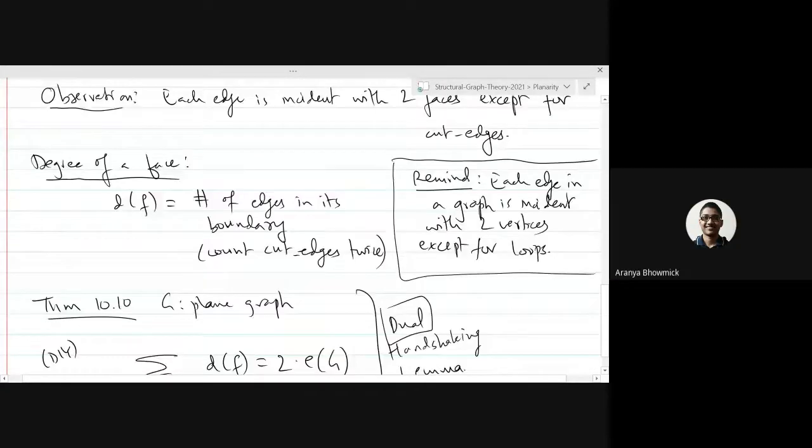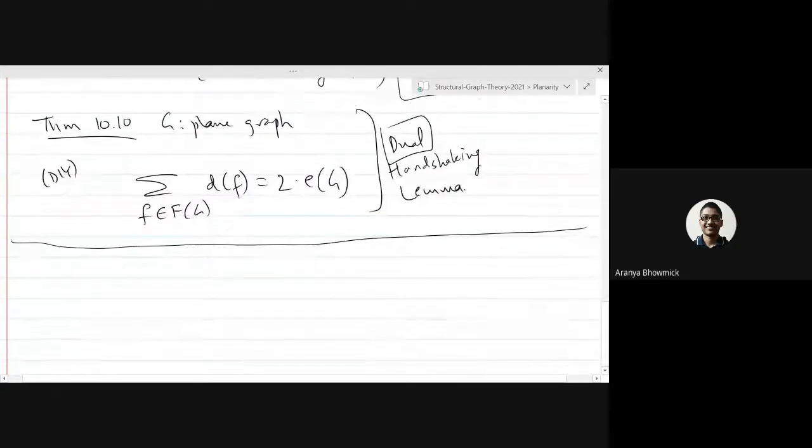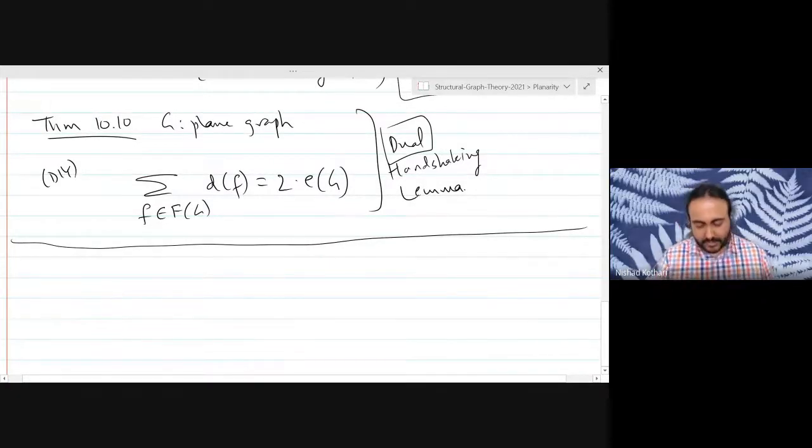Actually, in the dual graph, F is a vertex, and the edges are basically, precisely, but since we haven't discussed that, I didn't want to mention that.